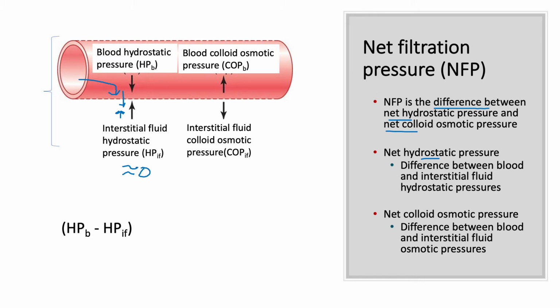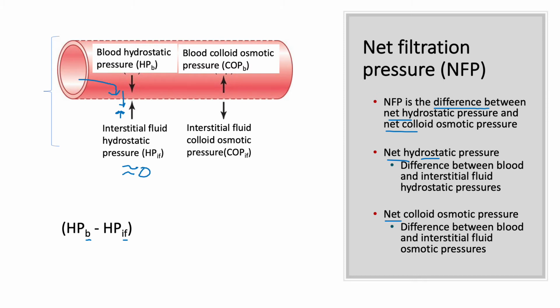So the first part of our equation looks like this. Hydrostatic pressure of the blood, B, and then hydrostatic pressure of the interstitial fluid, IF. And we subtract the two to find net hydrostatic pressure. Okay, it's the difference between the two. Then we have to determine our net colloid osmotic pressures, and that's the difference between the blood and interstitial fluid osmotic pressures. So we'll subtract those two.